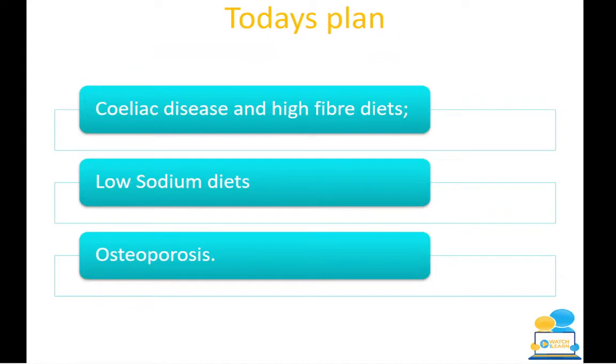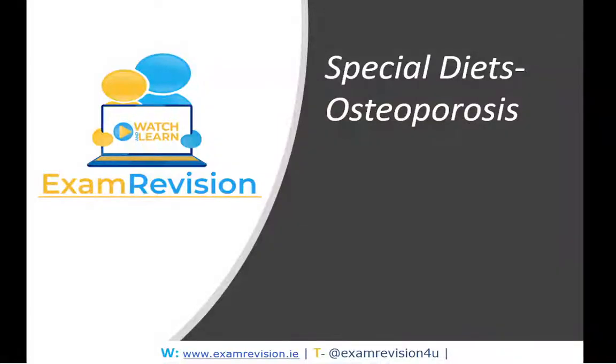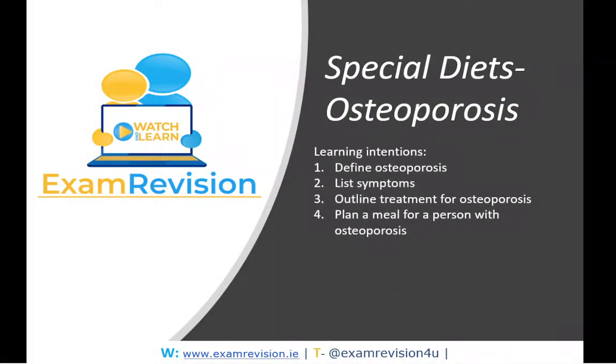So we have looked at celiac disease and high fiber diets, and we have just finished looking at low sodium diets. So next up, we are going to look at osteoporosis. So special diets, osteoporosis. So these would be what you would need to know.